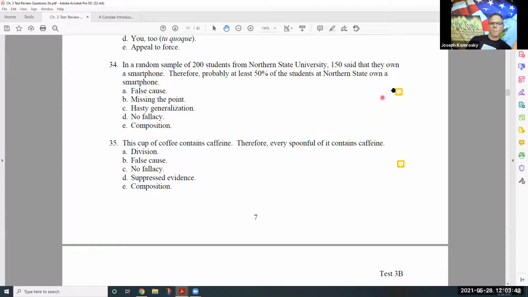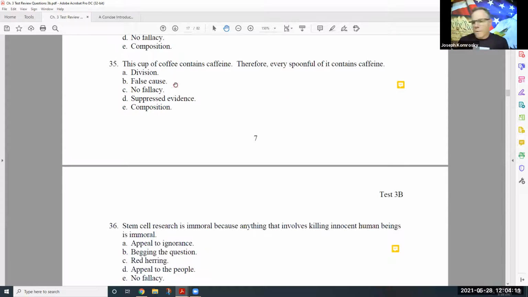Oh, wrong question. It popped up E, and I think it was from a previous question. So yeah, no fallacy. That's just straightforward reasoning. You have 150 that own a smartphone. Half of 200 is 100. 150 is more than 100. We already know more than half have a smartphone. So when we say probably at least 50% have it, yeah, that goes without saying. That's just very straightforward reasoning there. And thank you for hanging in this far. We only got 5 more left.